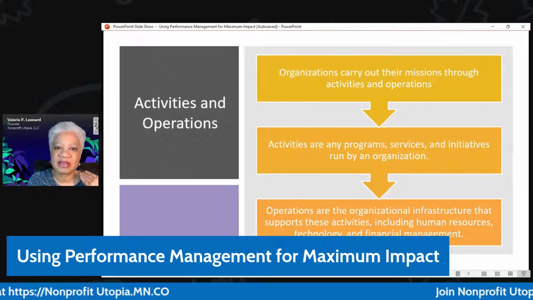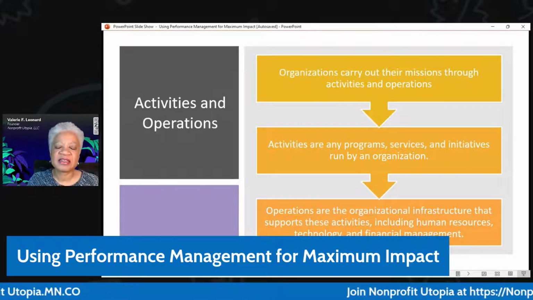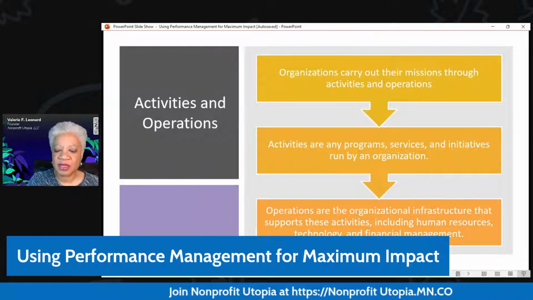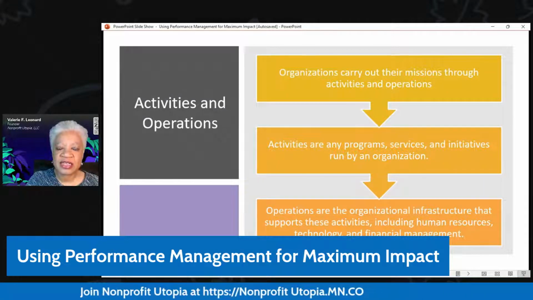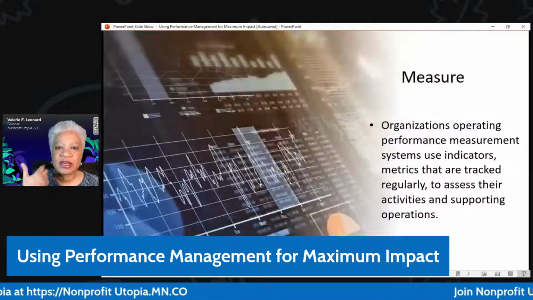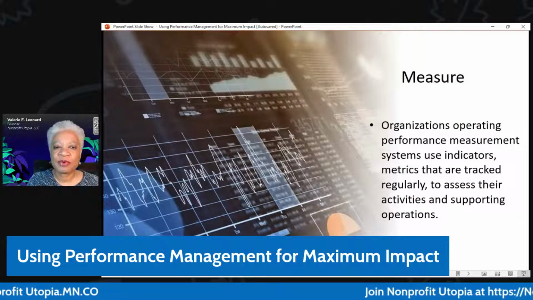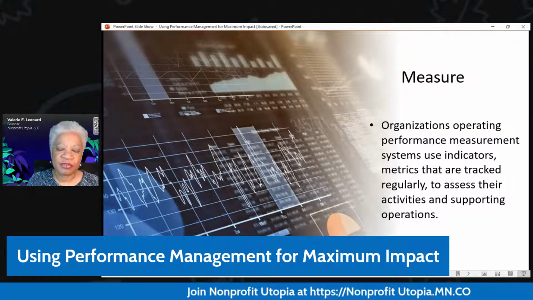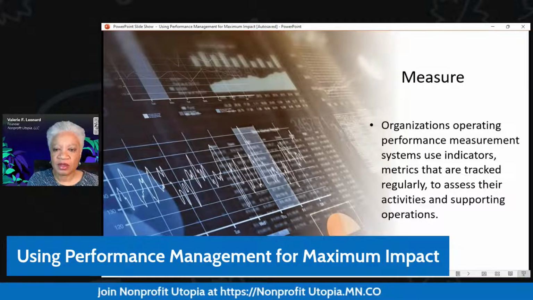So this could be things like fundraising, strategic planning, financial systems, HR, all of those things that you need to manage the resources that are going to help you develop your programs that will make an impact. Those are the infrastructure. All right.